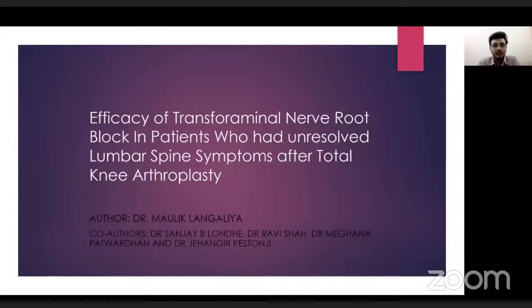Myself, Dr. Maulik Langalia, and I would like to present here a study done on efficacy of transforaminal nerve root block in patients who had unresolved lumbar spine symptoms after total knee arthroplasty.